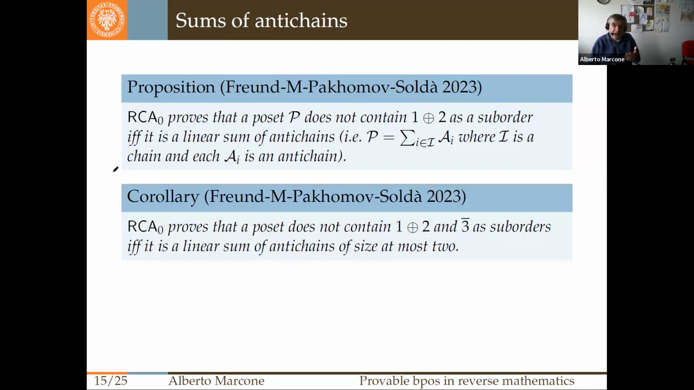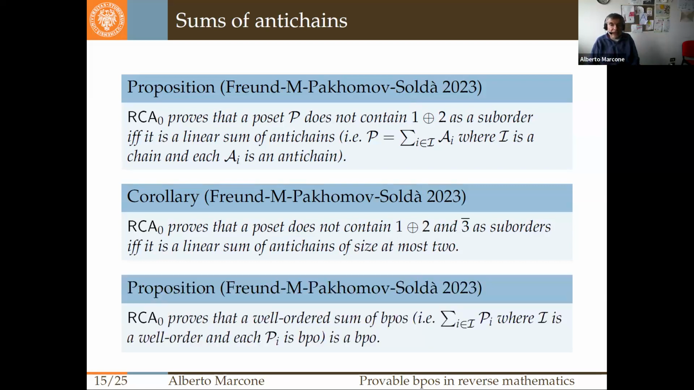And now, as an easy corollary, if you also do not have a copy of the 3 elements anti-chain inside your poset, then all these anti-chains must have size at most 2, either of size 1 or size 2, because you don't have anti-chains of size 3. And so that's an easy corollary.